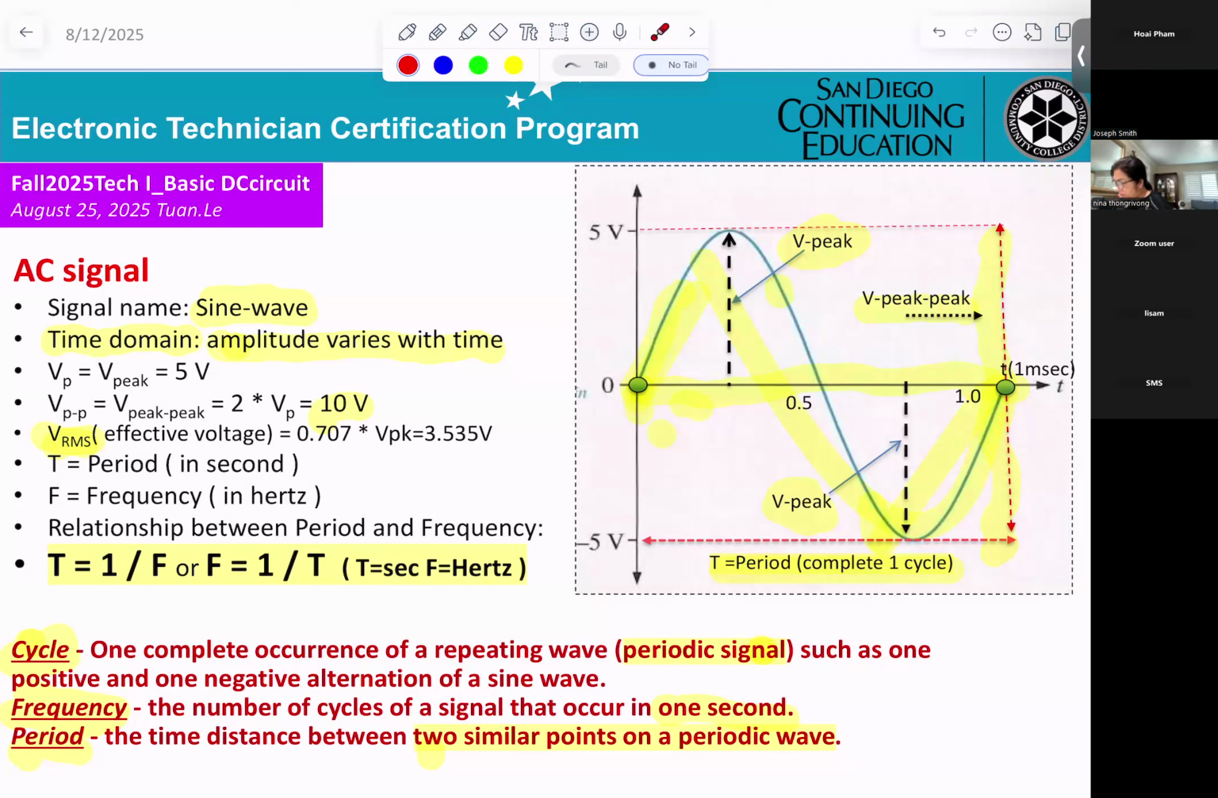Okay? Here, we already explained everything. V peak is 5 volts. Okay? And peak to peak will be double, from here to here. That will be 10. And also, we need to talk about effective voltage.